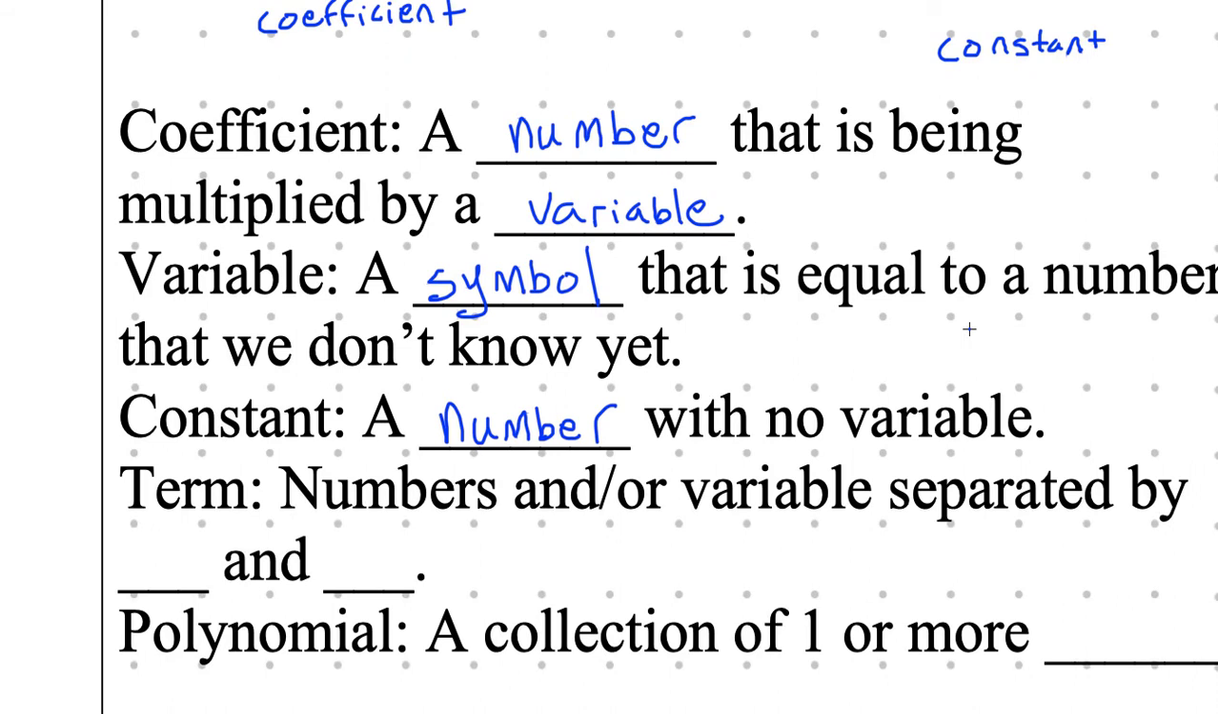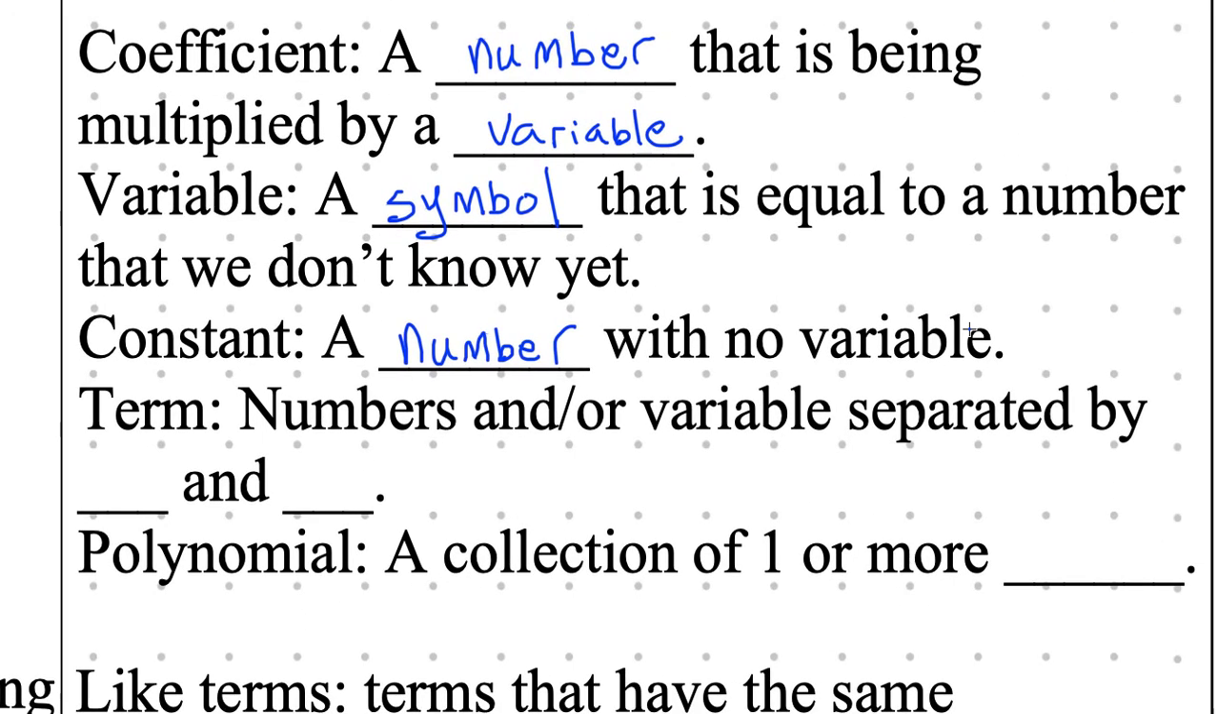Thank you for passing in. Ooh, okay, now we're getting into a little bit more of the nitty-gritty vocab that you might not have seen before. A term. Numbers and/or a variable separated by blank and blank. These are operations that I'm looking for here. Operations. And you only have 4, maybe 6 basic operations. Anyone want to take a guess? Yeah, Emma? Add and subtract, yep.